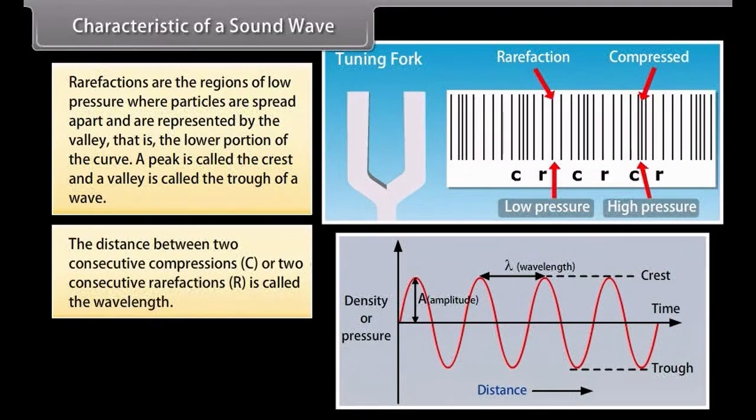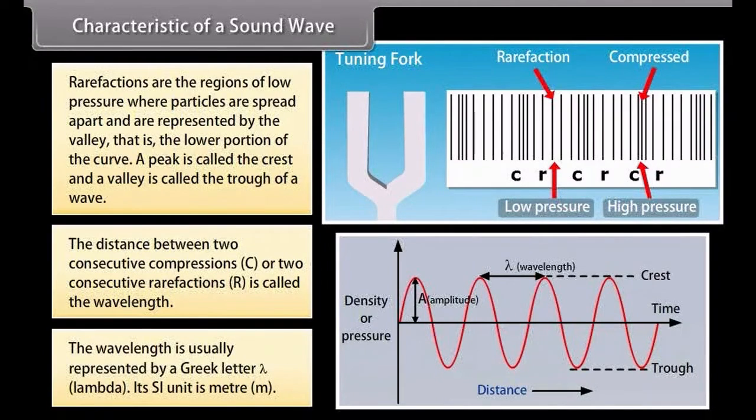The distance between two consecutive compressions or two consecutive rarefactions is called the wavelength. The wavelength is usually represented by the Greek letter lambda. Its SI unit is meter, m.